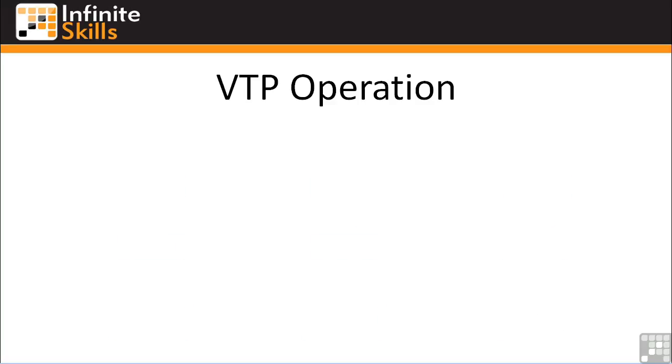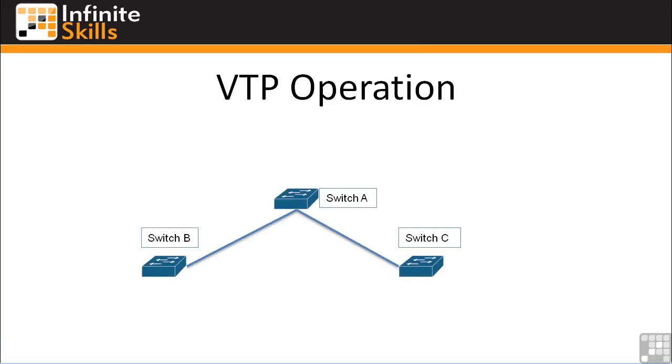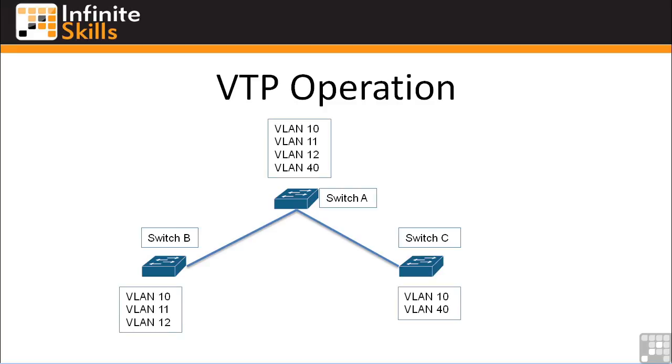So now let's talk a bit about VTP pruning. We mentioned that earlier in this slide deck, and this is a pretty simple concept. Here's our three switches, switch A, switch B, and switch C. And this is how the VLANs are configured. Up here on switch A, we have all four VLANs, 10, 11, 12, and 40. However, down here on switch B, we only have 10, 11, and 12. And on switch C, we only have 10 and 40.